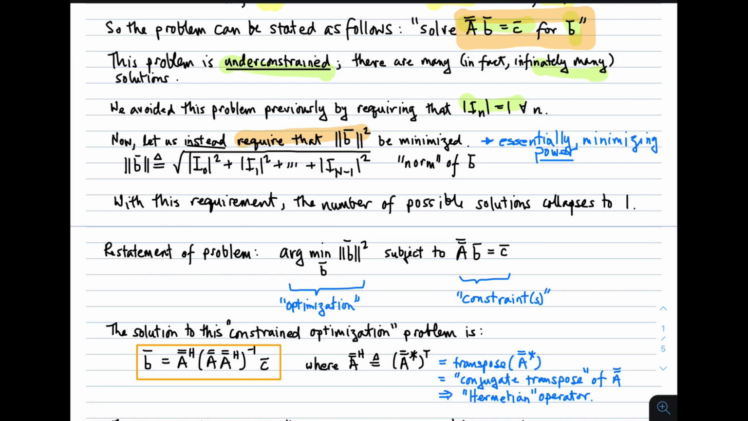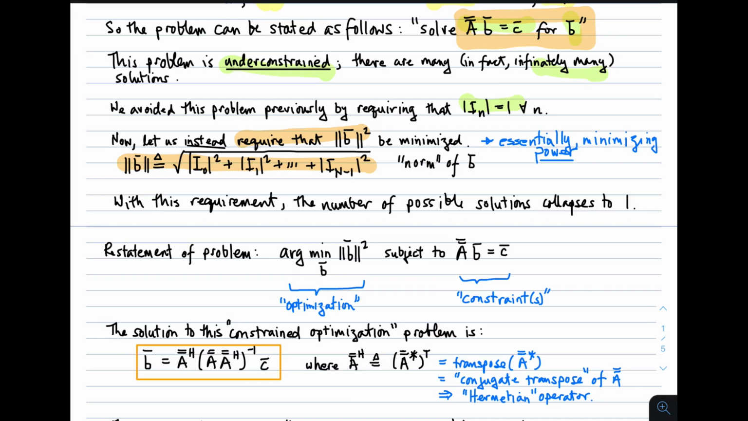The norm of a vector is a way of talking about the magnitude of the vector. It's a way of reducing a vector to a scalar in a way that reflects the magnitudes of the elements of that vector. So the definition is that the norm of b is the square root of the sum of the magnitudes of its elements.